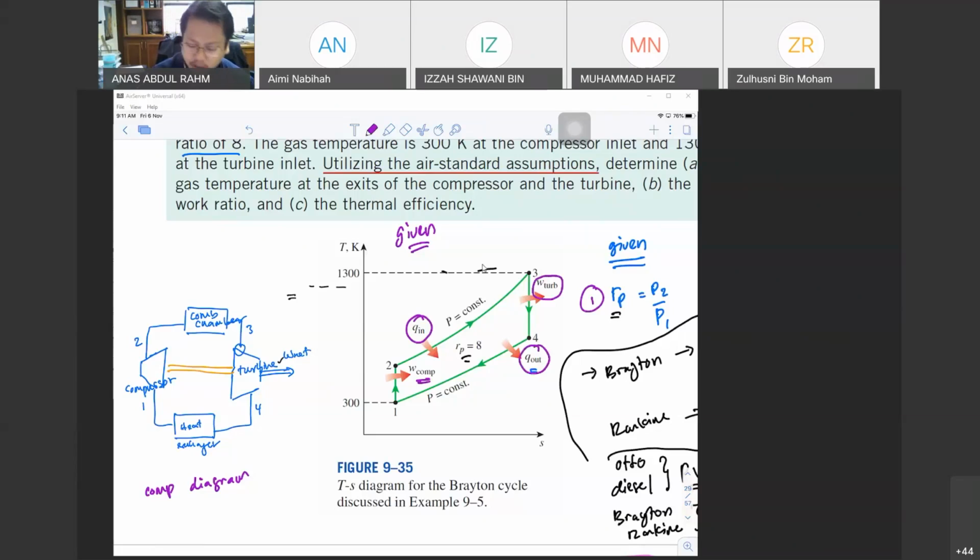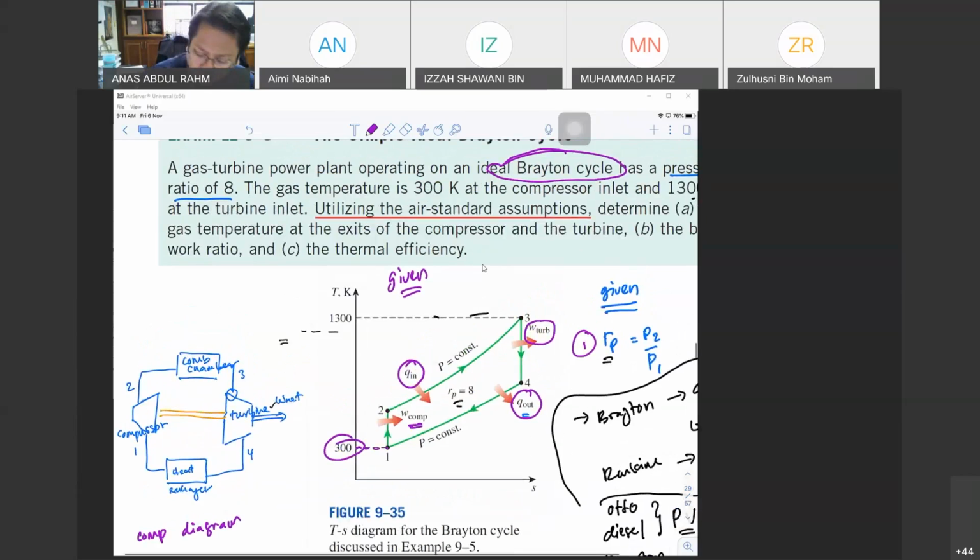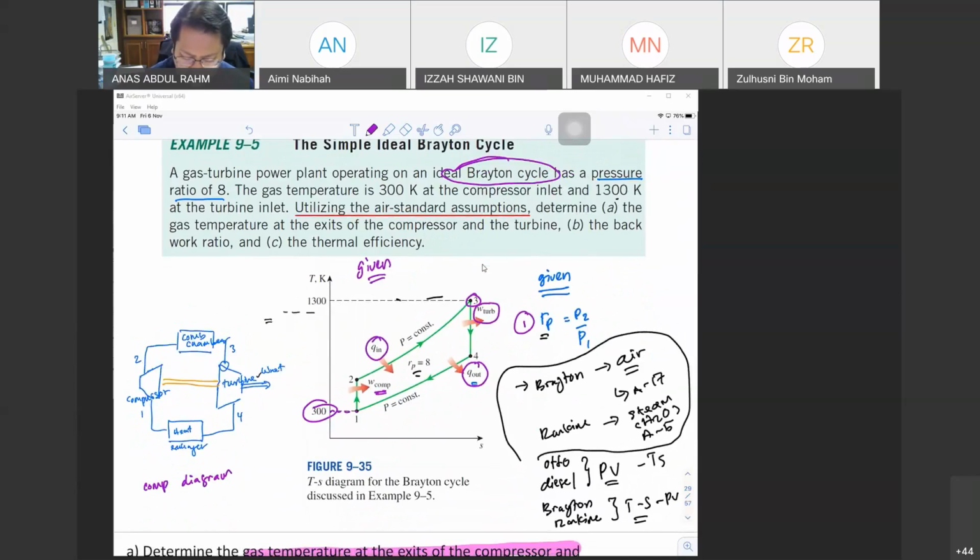Okay, now you know 1 and 2 is the compressor. So compressor inlet, you can label over here 300 kilopascal, 300 Kelvin. Baru nampak. Then turbine inlet is over here at state 3, so 1300 Kelvin. Okay. So baru nampak, baru you know turbine kat mana, compressor kat mana. Alright. So I think that's all that was given to us.